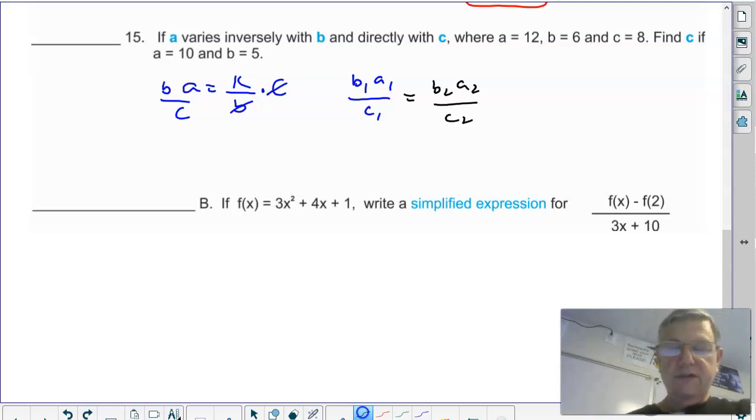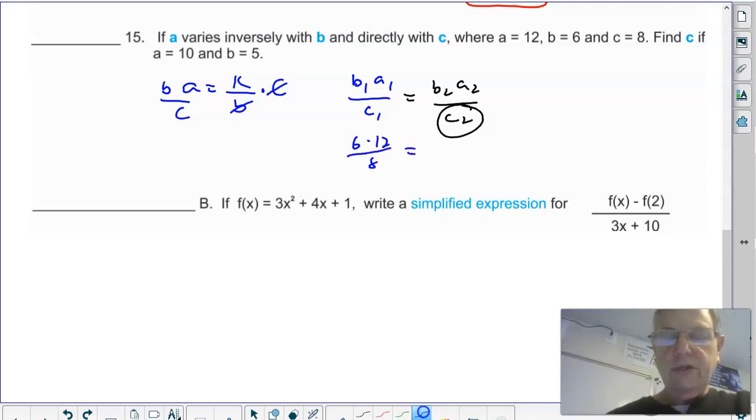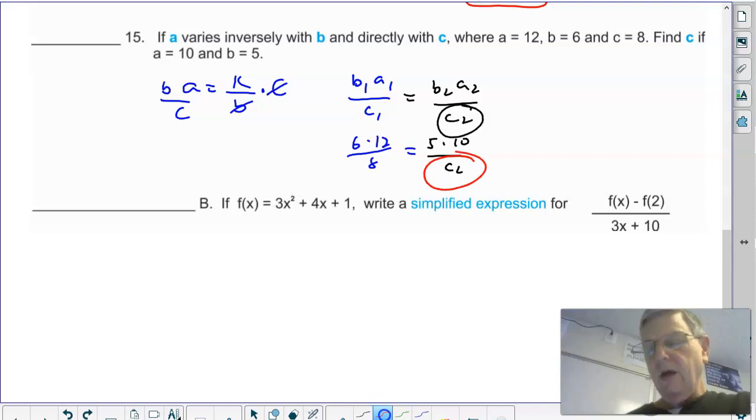And what are we looking for? C2. Oh, figures, it's going to be a denominator. Bummer, but that's okay. All right, so the first B is 6, the first A is 12, and the first C is 8, and the second B is 5, and the second A is 10 over C sub 2. Remember, you can't solve for a variable in the denominator. You'll get 1 over the answer. Just take it across the equal sign and bring it to the top.